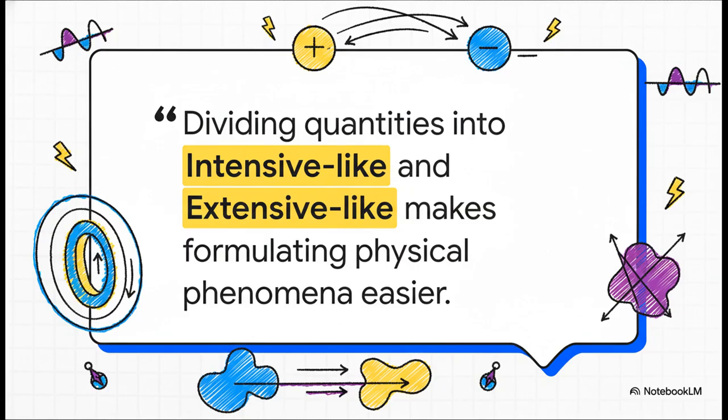And this quote just nails it. This is why this concept, even if you don't see it formally named in textbooks, is so incredibly powerful. By sorting quantities into these two buckets, the way physical phenomena are distributed in space becomes so much easier to formulate and to understand. It's a mental model that just cuts through the complexity.